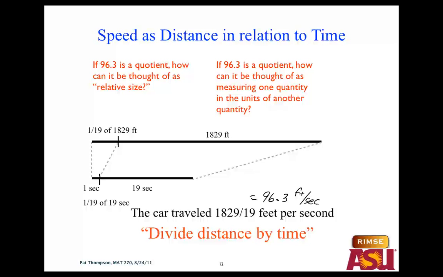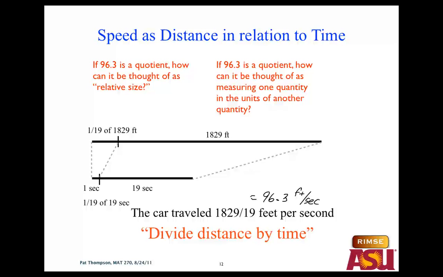Let's see how you did. Where's Janae? How'd you do on the first question? How can you think of 96.3 as a relative size? I'm not really sure how to explain it. All right, so let me give you a more specific question. 96.3 is the size of what quantity relative to what other quantity? It is the size of what's relative to 1 second. Okay, so size of one. All right.